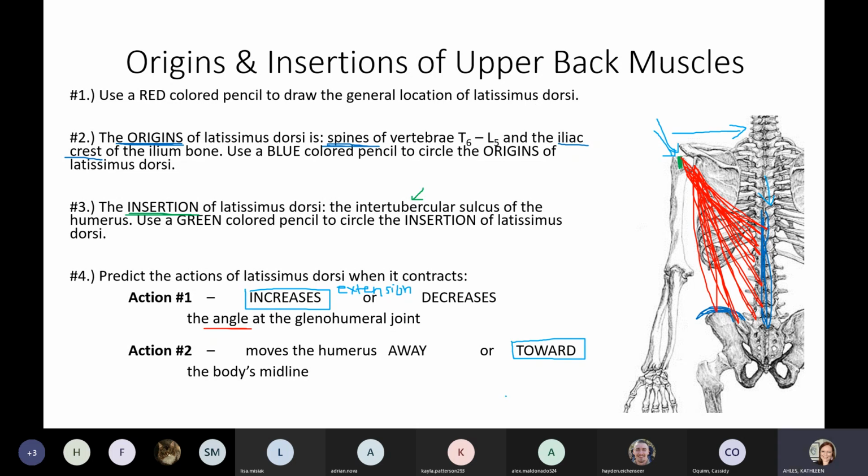When I move things toward the midline of the body, is that abduction or adduction? If I go toward the midline of the body, abduction or adduction? Exactly. Yep. Kayla and Zaya are right. Adduction is when I pull things toward the middle of the body, and that's what's going on with latissimus dorsi. It's pulling things back toward the middle.